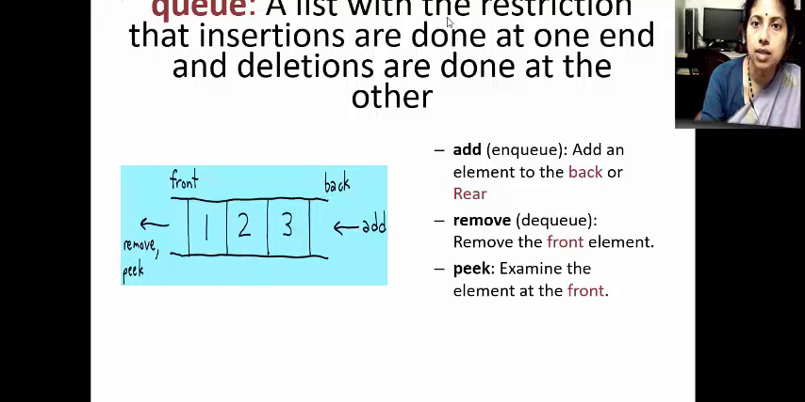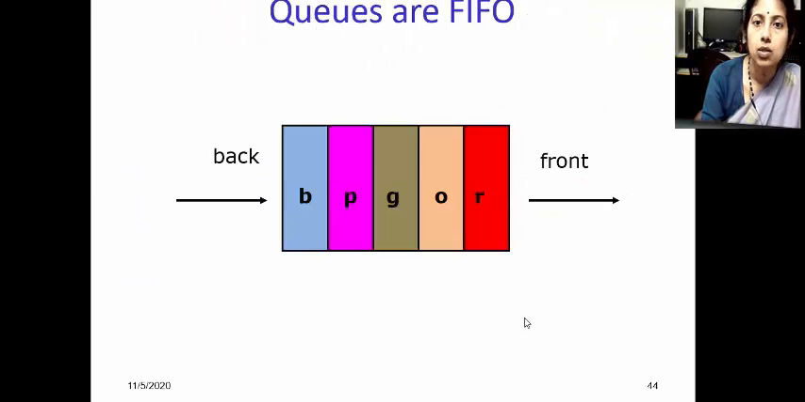So a queue is a list with the restriction that insertions are done at one end, called the rear end, and deletions are done at the other end, called the front end. So here we see one example demonstration of the queue as before, that is first in, first out.